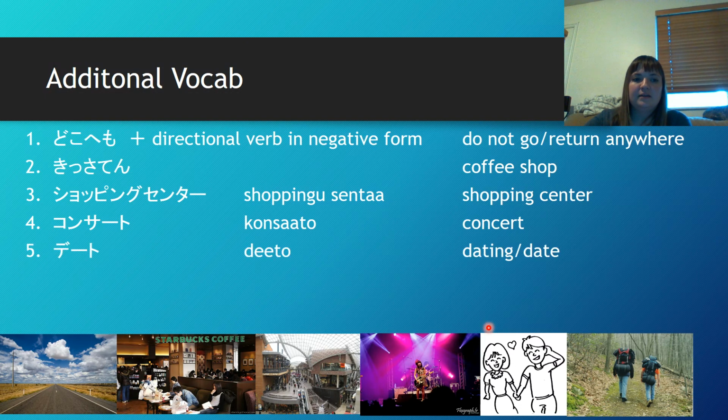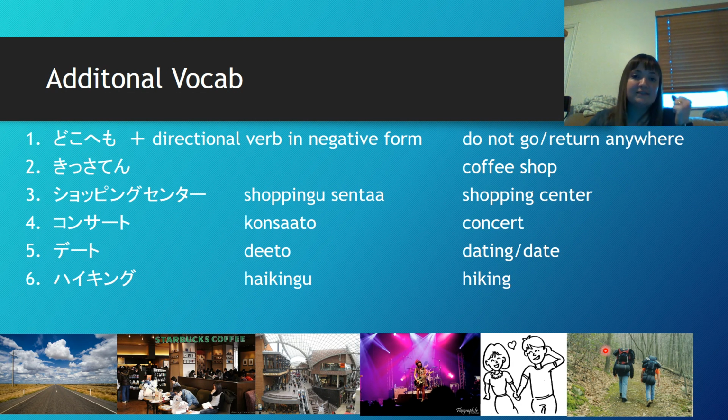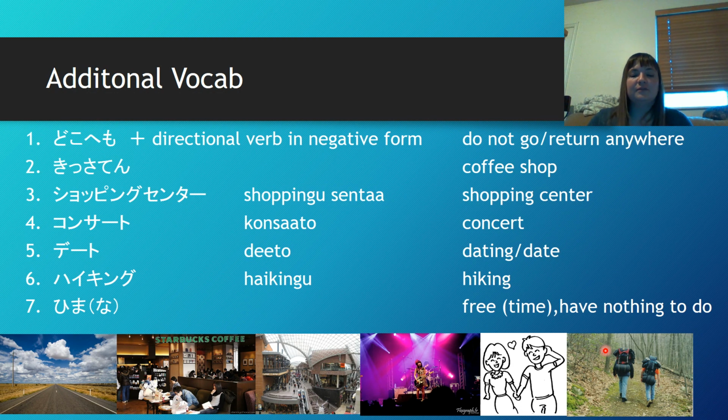はい、次はデート. If you remember, we saw this in our katakana video, right? So this is to go on a date or dating, right? Date. Okay. 次は、ハイキング。ハイキング。Okay. Hiking obviously is hiking. Okay. はい。And 最後, our last word is hima.